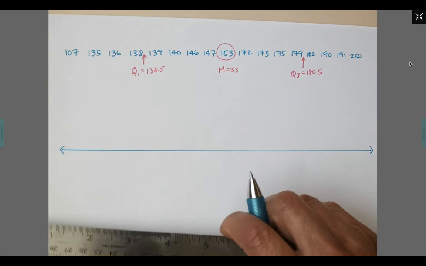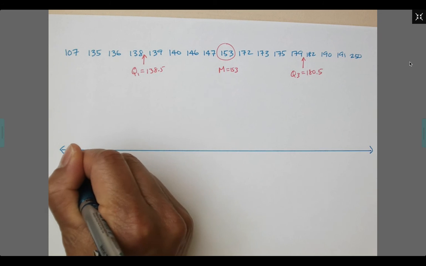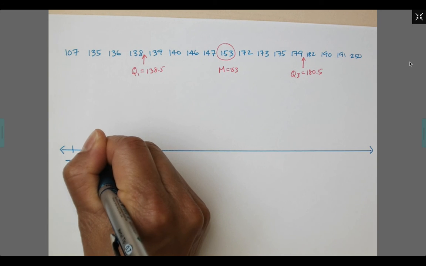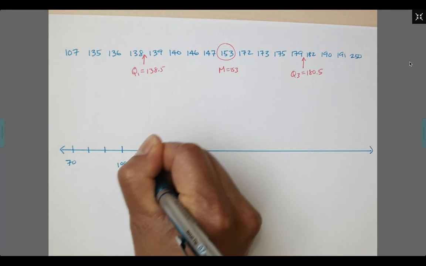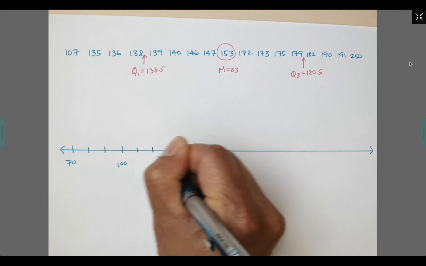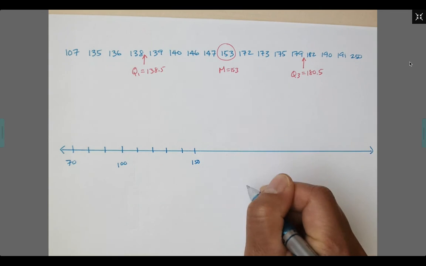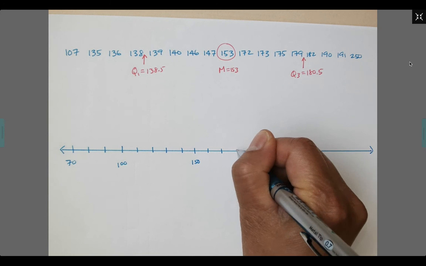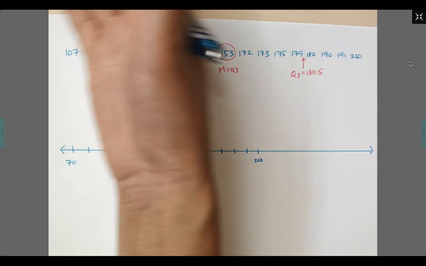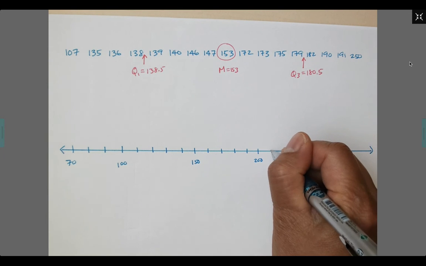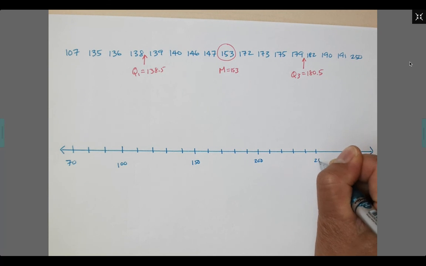I could go by fives, but I think I'm just going to go by tens. So I'm going to start off with 70, and I'm going to go 80, 90, 100, 110, 120, 130, 140, 150, 160, 170, 180, 190, 200. And you can see I'm just eyeballing this. You could use a measuring tool if you want, but you don't have to.